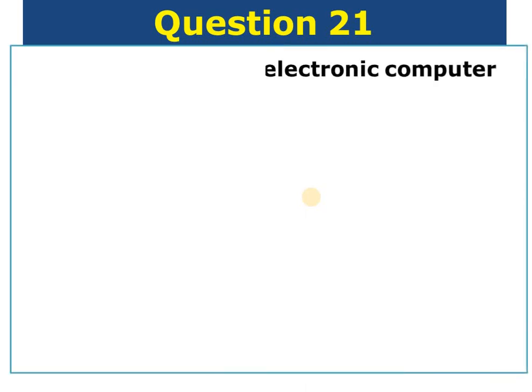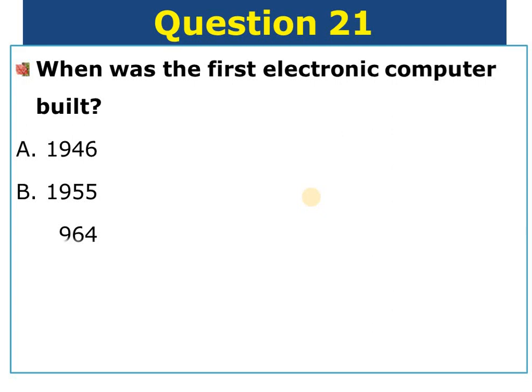Question number 21. When was the first electronic computer built? A. 1946, B. 1955, C. 1964, D. 1967. The answer is choice A.